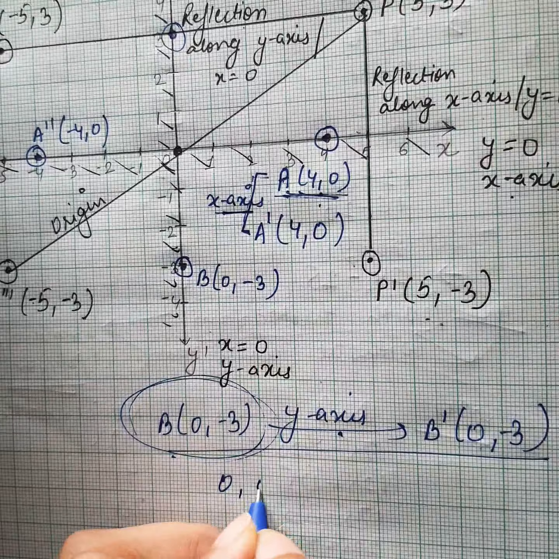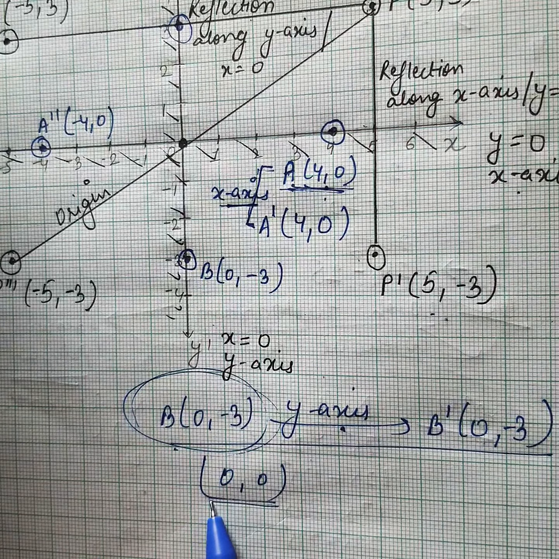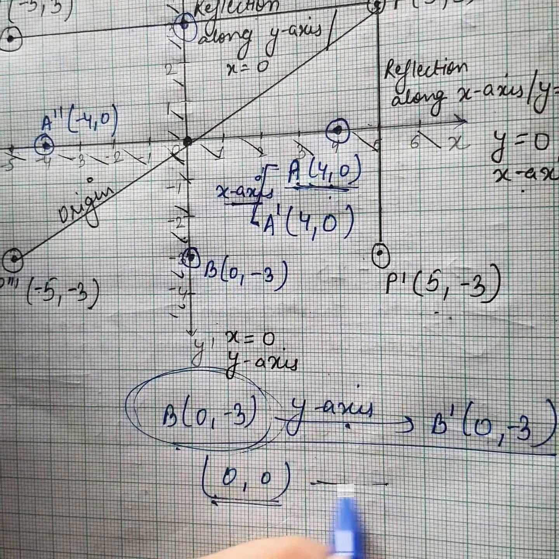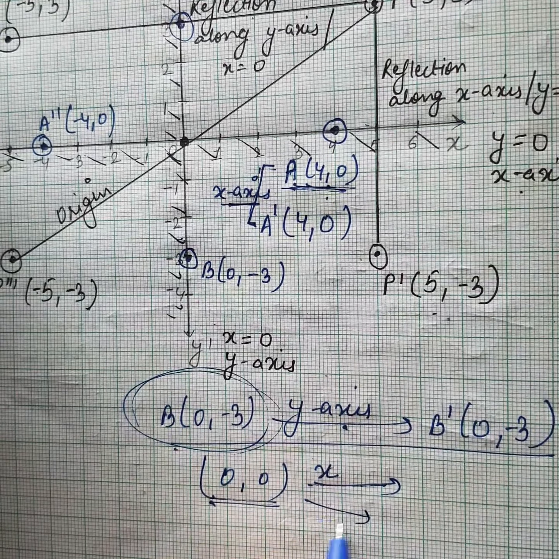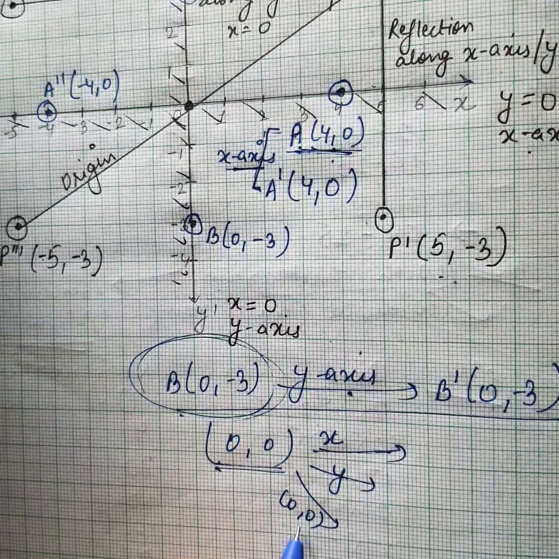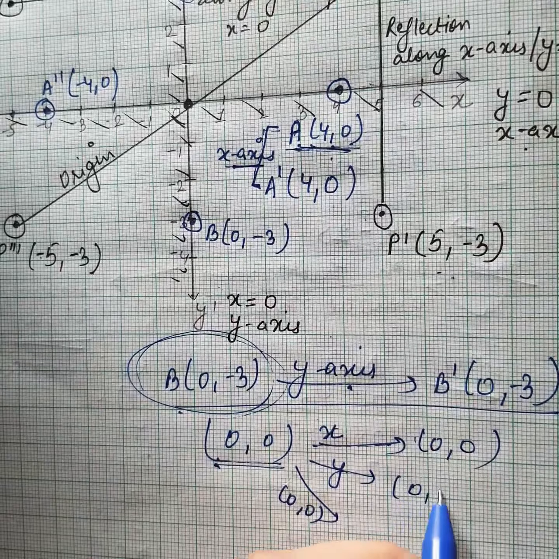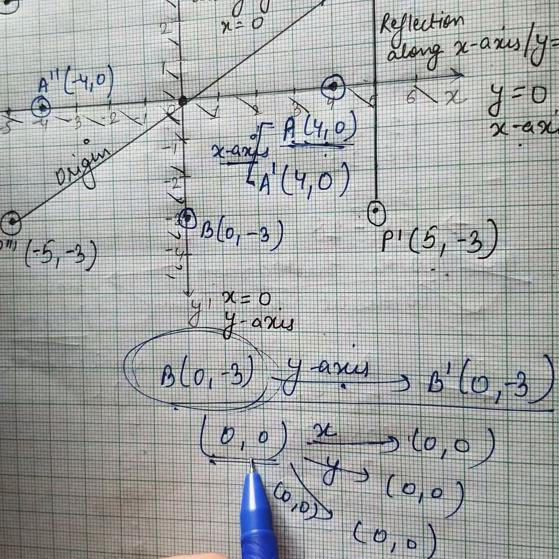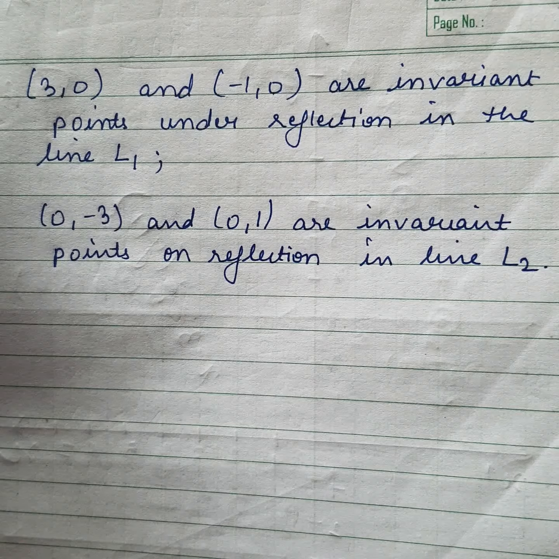And the third transformation is the origin transformation. The origin is an invariant point, because under any transformation it goes to itself. If I reflect along the x-axis or y-axis, or even if I do the origin transformation, I will get the point exactly the same. So (0, 0) is also an invariant point along the x-axis, y-axis and origin.